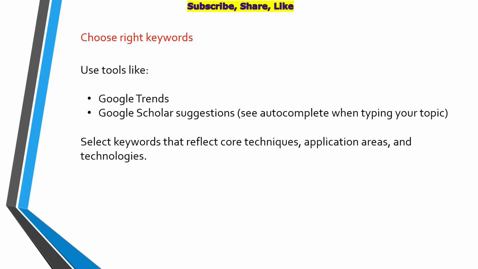Choose the right keywords. Think like a reader. What would they search for to find a paper like yours? Use tools like Google Trends to see what terms are trending. Also, try typing your topic into Google Scholar and check the autocomplete suggestions. Those are highly searched keywords. Select keywords that reflect your method, application domain, and technology used.